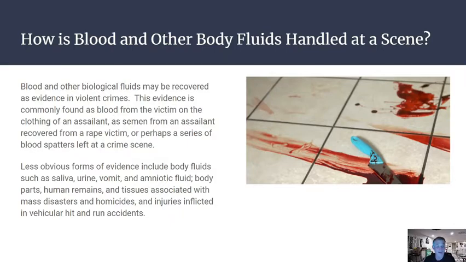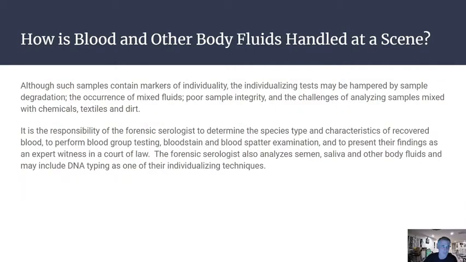Less obvious forms of evidence, however, can include body fluids such as saliva, urine, vomit, amniotic fluid, body parts, human remains, tissues associated with mass disasters and homicides, or injuries inflicted by vehicular accidents or hit and runs. So any of those are going to have, obviously, blood or various body fluids and human tissues.